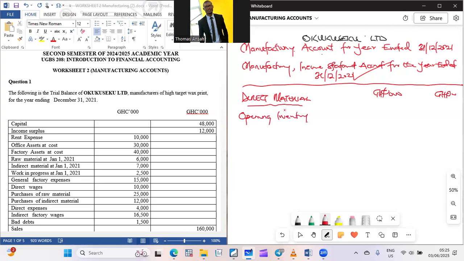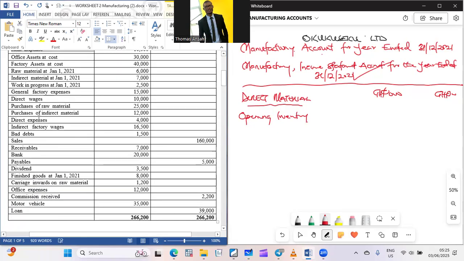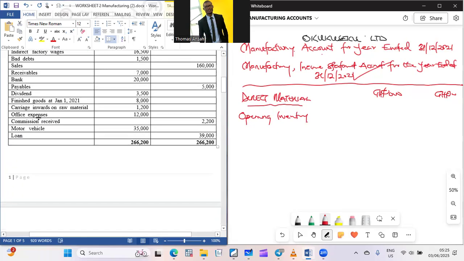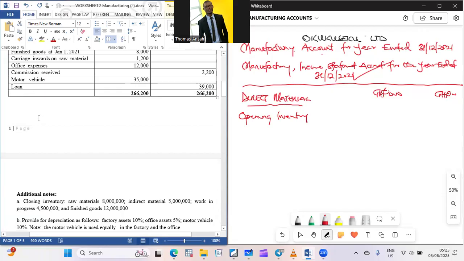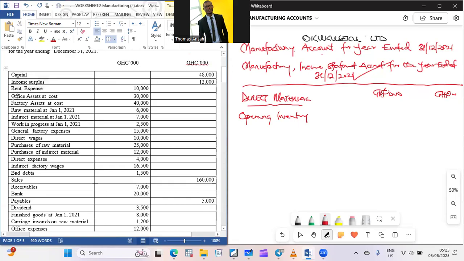Look well. So after doing this thing, you should really read the question. All right, so look at the things that are here. So it means you will be preparing a balance sheet. All right, so as for balance sheet, you know how to prepare balance sheet. So basically that is that. So look at it, office at cost, factory asset at cost, raw material, indirect material. So this is opening raw material. We catch you. So 6,000, you have it.